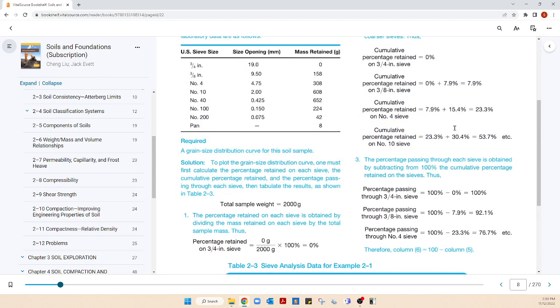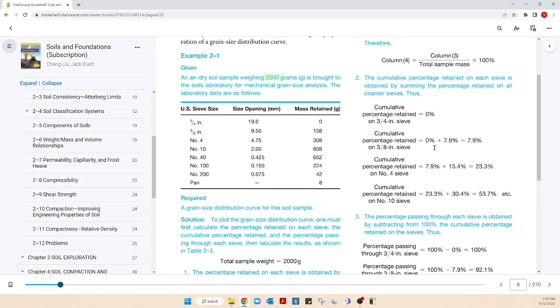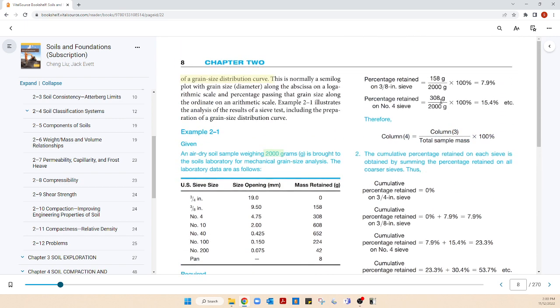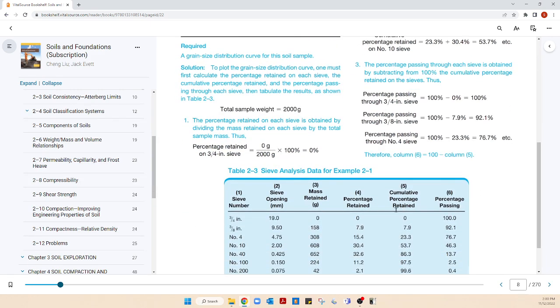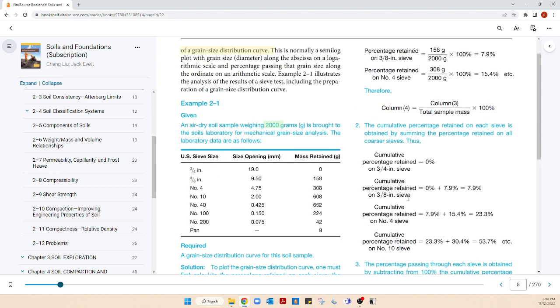So the next step is you'll go through and you will get all of these sieves. There's 7 sieves that you have to go through. They don't go through all of them here, but it's the same thing over and over. And then once you have done this, after you've done the percent retained, you do the cumulative, and it gives you some examples.